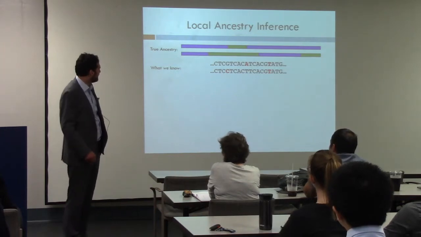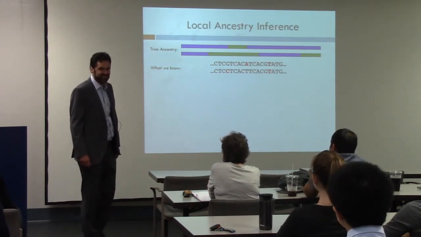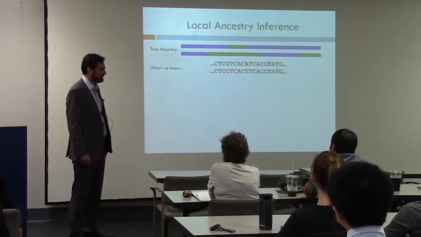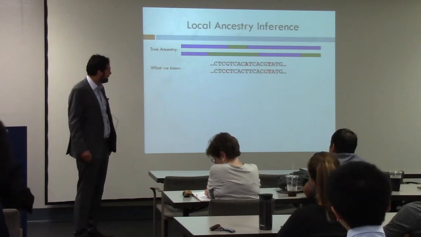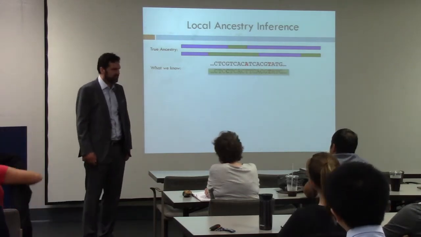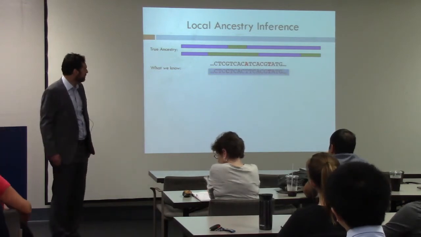Now, the problem is this nicely painted true ancestry at the top is not how we read the genome. It's not color-coded for us. All we get to know is that sequence of A's, T's, C's, and G's. So what we need to do is we need to find out, is this portion of an individual's genome, is it from the green population, or is it from the blue population?